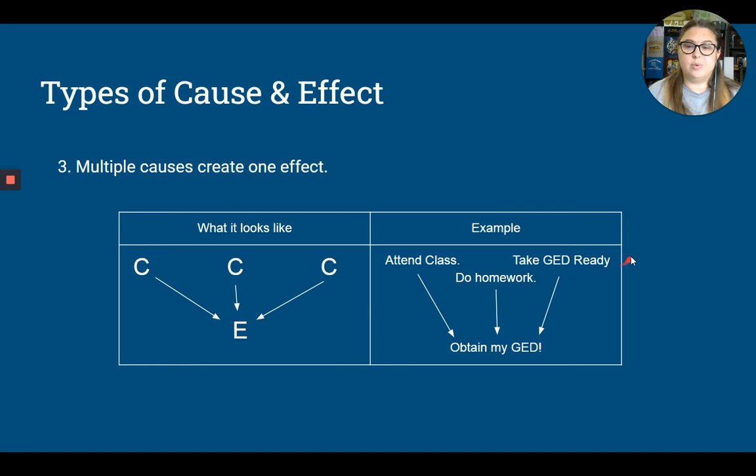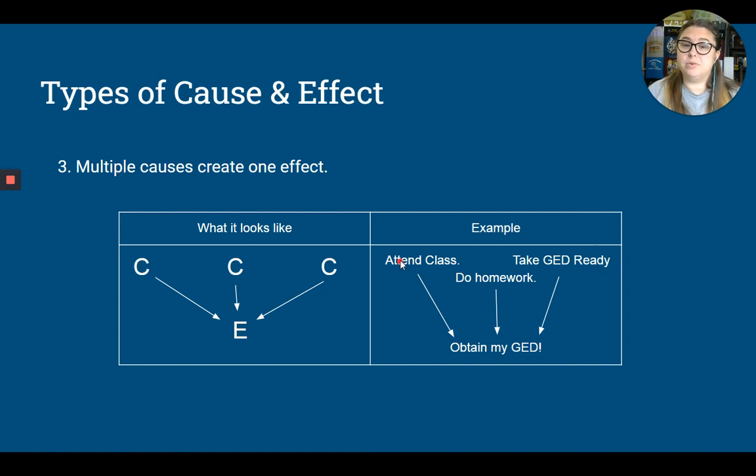And the third thing we want to make sure, well, I can't take the real GED until I take the GED Ready. All three of these things are separate from one another. You can go to class, but never do any homework. You can take the GED Ready, but never go to class. Maybe you do your homework, but never take the GED Ready. All three of these things don't depend on one another.